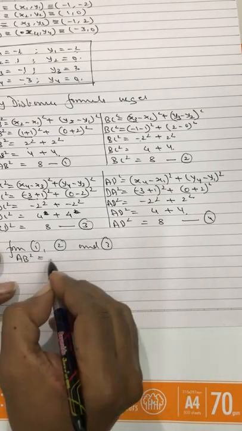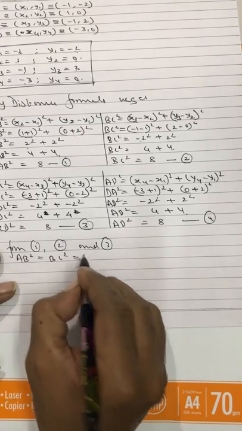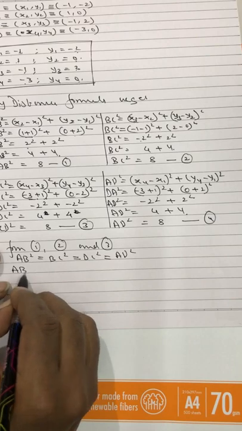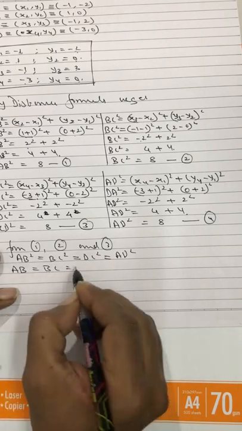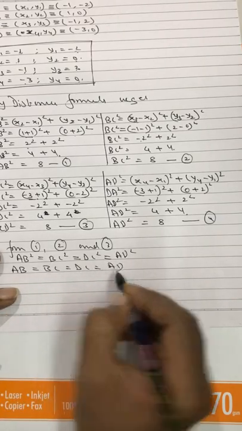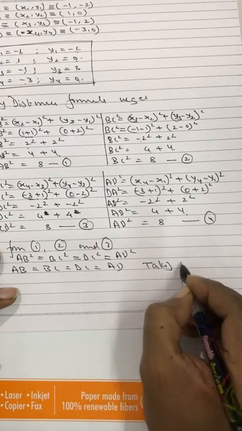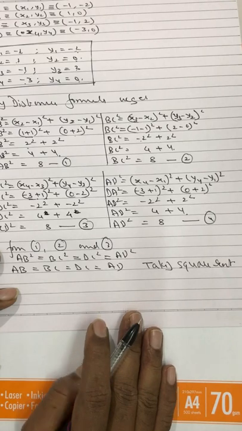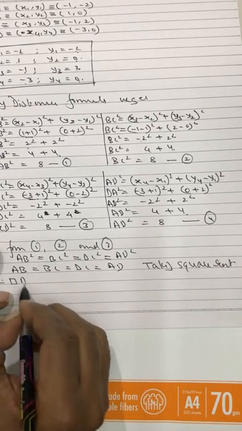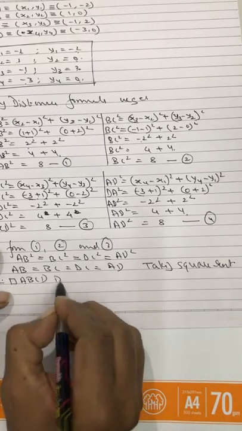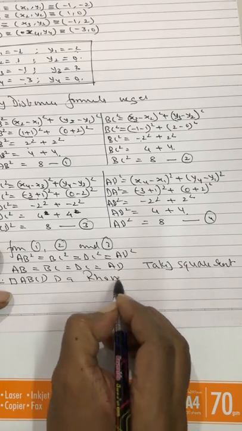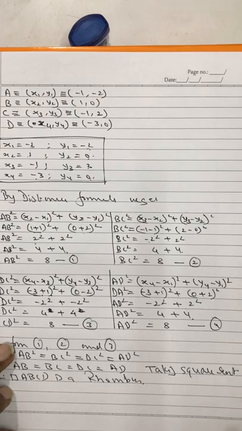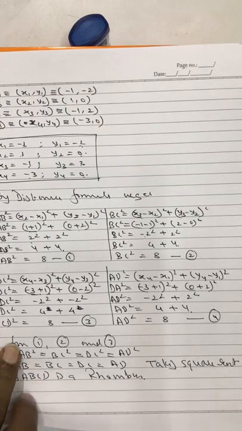So from 1, 2 and 3, AB square is equal to BC square is equal to DC square is equal to AD square. So AB is equal to BC is equal to DC is equal to AD, taking square root. Therefore, quadrilateral ABCD is a rhombus. But now we will have to think about the diagonals.